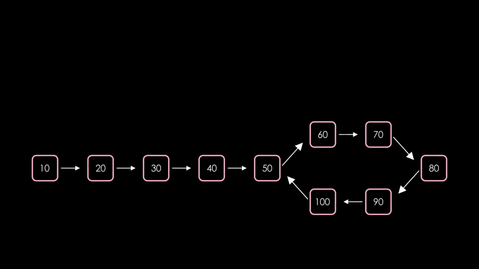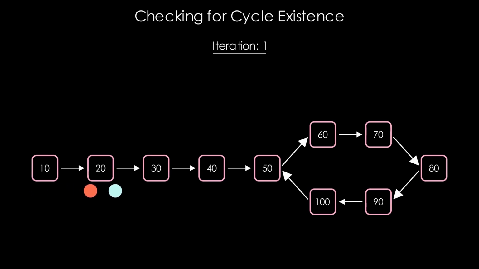Here's a different, bigger list. And let's run the exact same two pointers on it and see if the same thing happens. The slow pointer moves one step at a time. The fast pointer, two steps. And you can see the same thing happens. They meet. So this list has a cycle too.